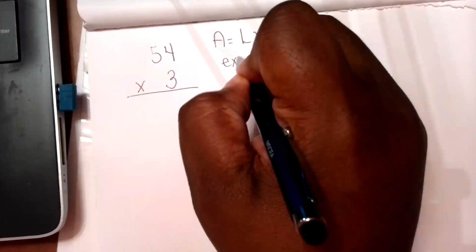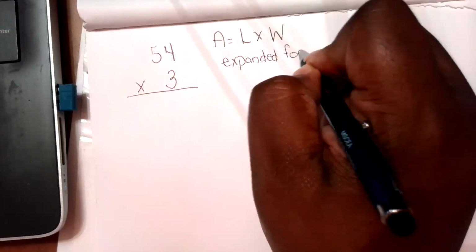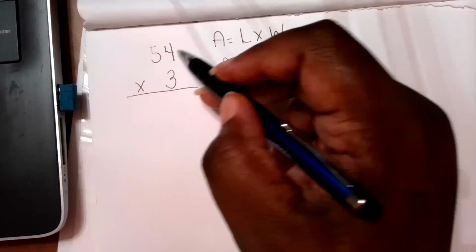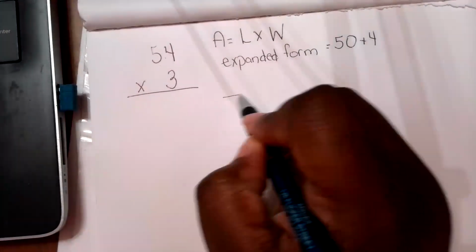Expanded form is when we make an addition problem telling the value of each digit. So when we look at 54, the expanded form of 54 would be what? 50 plus 4. So we're going to use the expanded form of our largest number and multiply using the area model.